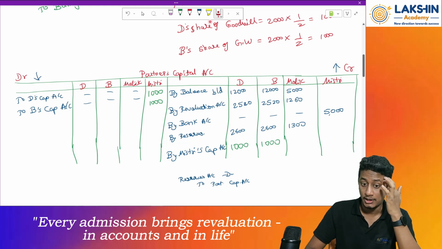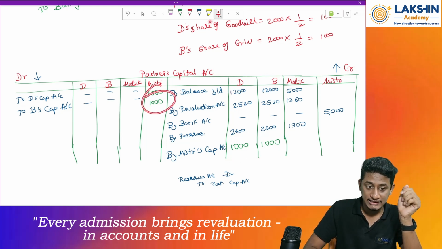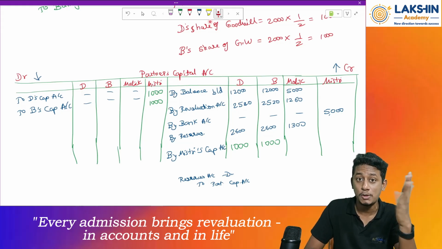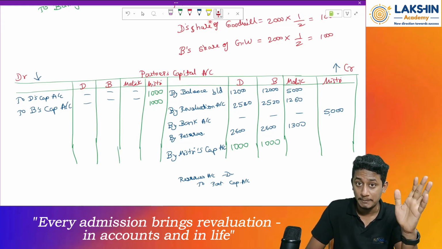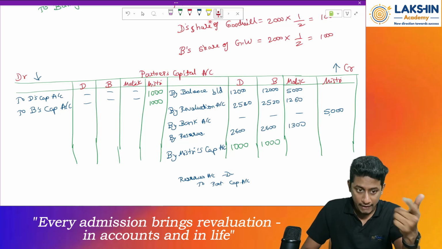Fine. See, this entry is to increase these two people's balance. This entry is to reduce Mistri's capital balance. Why? Because he is not bringing any money for goodwill separately. He is bringing in only rupees 5,000 saying that I will divide goodwill. How will you divide goodwill? I will tell you what to do.